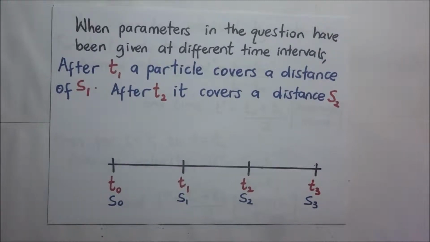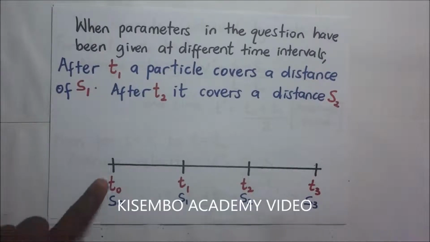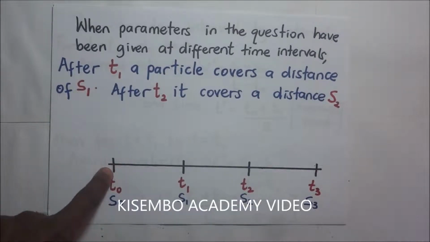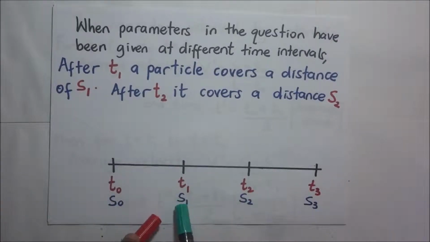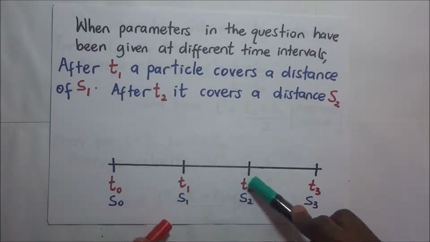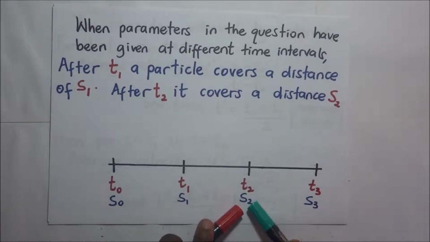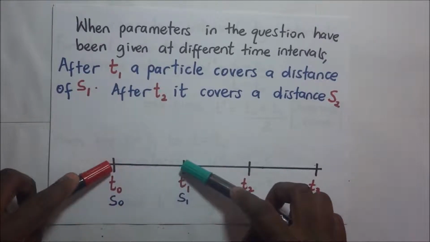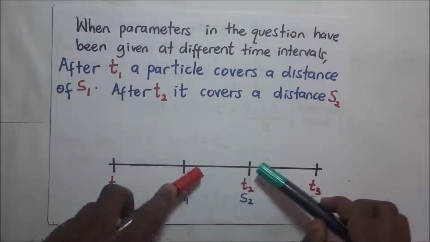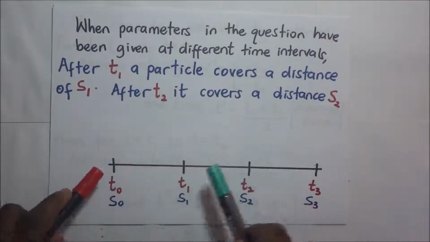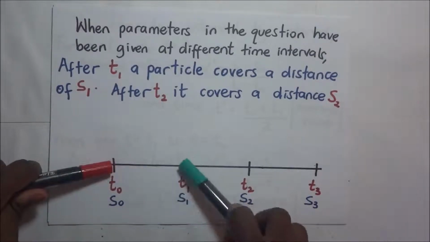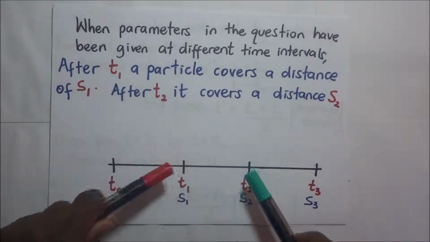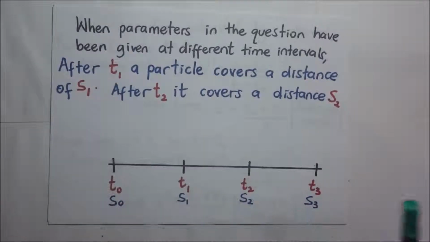Sometimes you can be given a question where they tell you that a particle starts from rest, or from a certain point, and after a certain time t1, it has moved a certain distance s1. Then after a certain time t2, it has moved a certain distance s2. So you'll find that the distance moved here is probably not the same as this, or if they are the same, probably the velocity or acceleration between this point and that point is not the same as between this point and that point. That kind of thing. We are going to look at examples to see how it comes out.